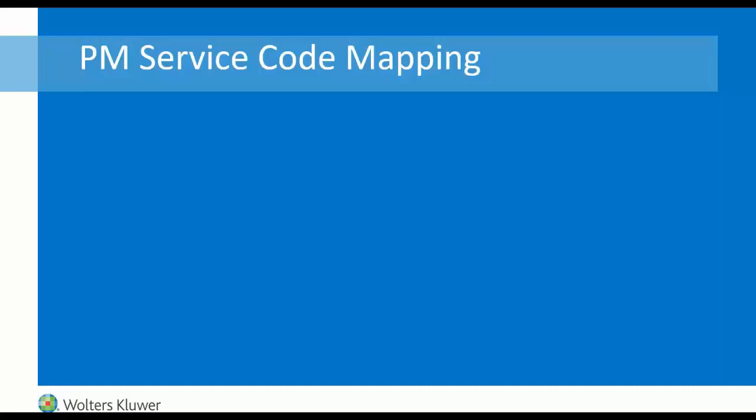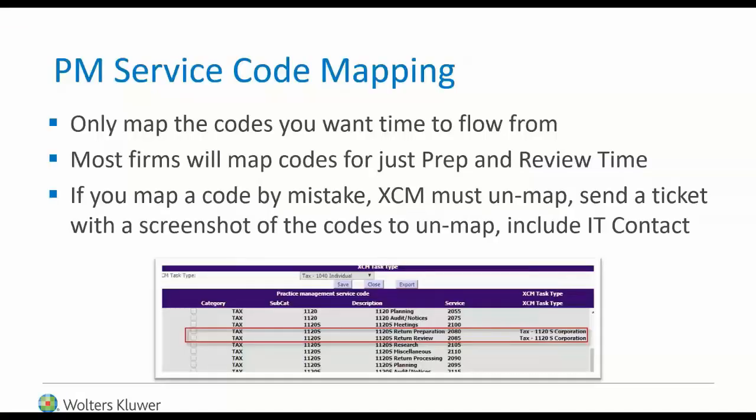Let's move forward with the PM service code mapping. Service code mapping is directly related to the time integration. The service code mapping in the utility section is a one-to-one match, one service code per XCM task type. You cannot have a service code and delegate it to multiple task types.